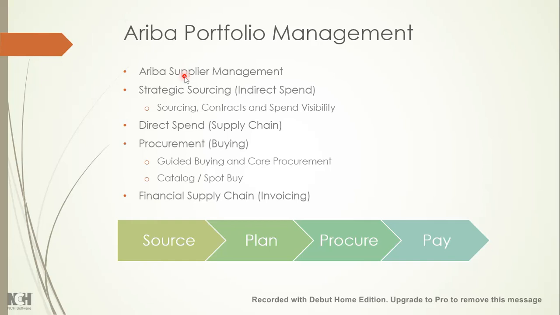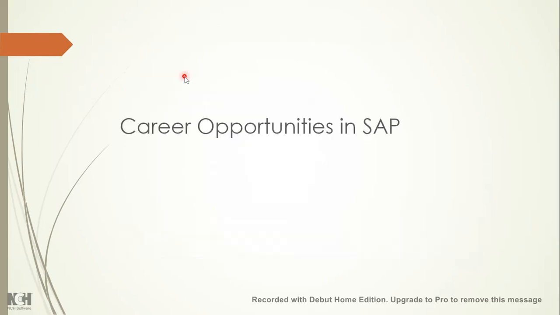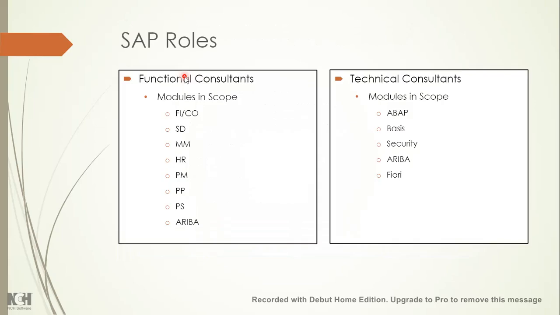I want to briefly touch on the career opportunities in SAP. So basically, you will have two different types of roles in SAP when you learn one of the modules I talked about earlier. They are called either functional consultants or technical consultants. So if you learn modules like finance controlling, sales distribution, materials management, human resources, plant maintenance, PP, PA, project system, production planning, Ariba, then you can work as a functional consultant.